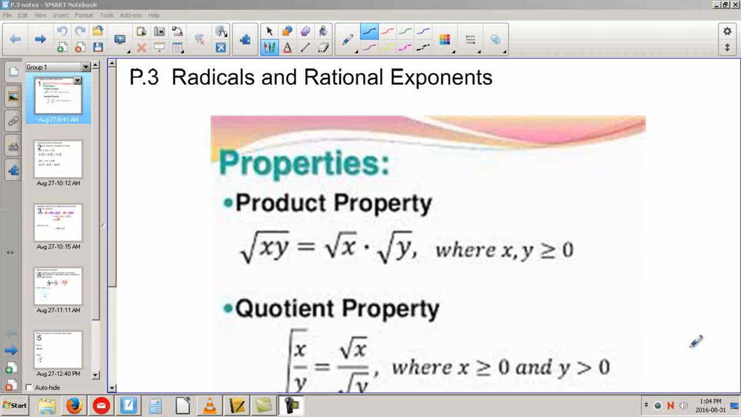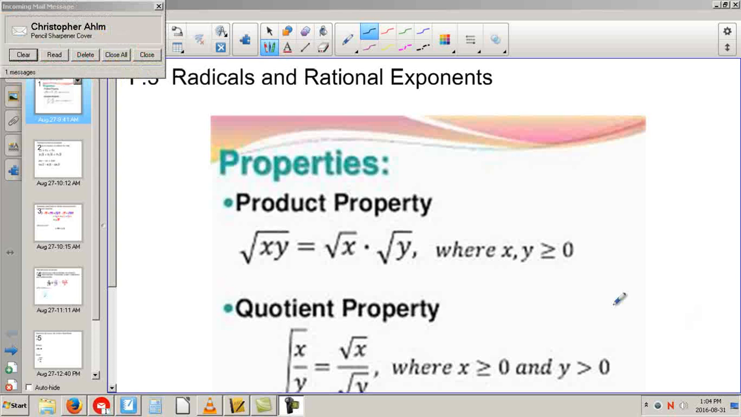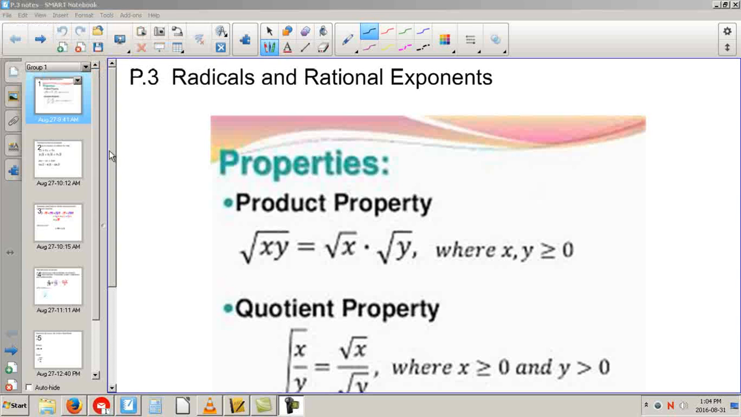Okay, we're going to start into P.3 here, where we're talking about radicals, which when you think of a radical, think of a square root or a cube root or so on, and rational exponents. Rational meaning that they're written as fractions. And so those are the two types of things that we're going to look at. We're going to be looking at radicals, those square roots type of problems, and also the rational exponents, which are exponents that are fractions.